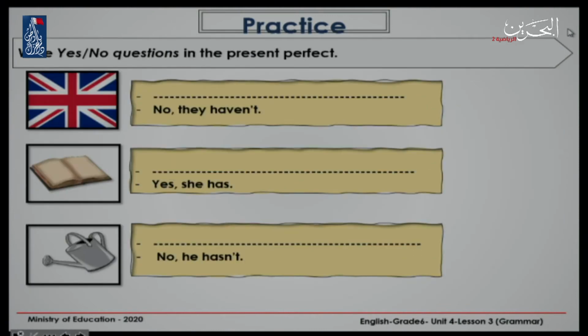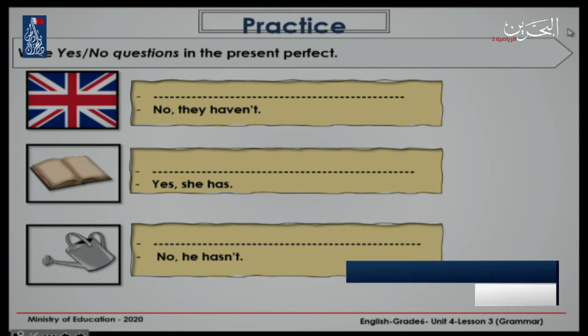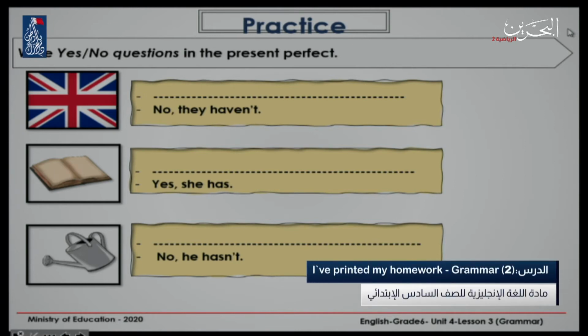In this activity, you have to look at the pictures and you have the answers given. So you have to write yes/no questions in the present perfect. You have 4 minutes. You can write your answers on your mini board. Start.